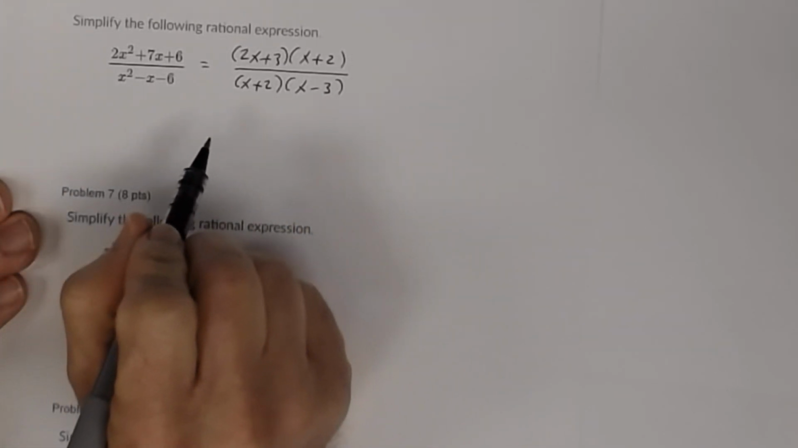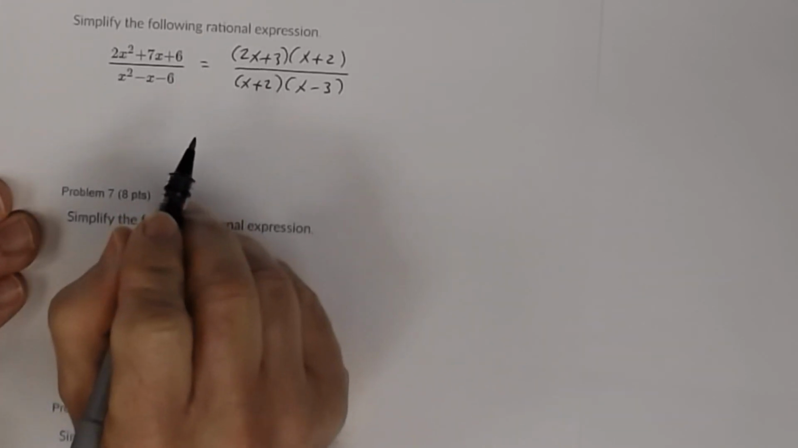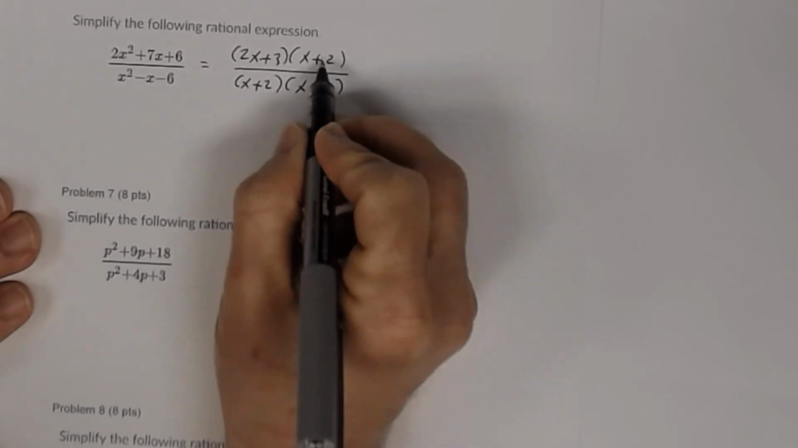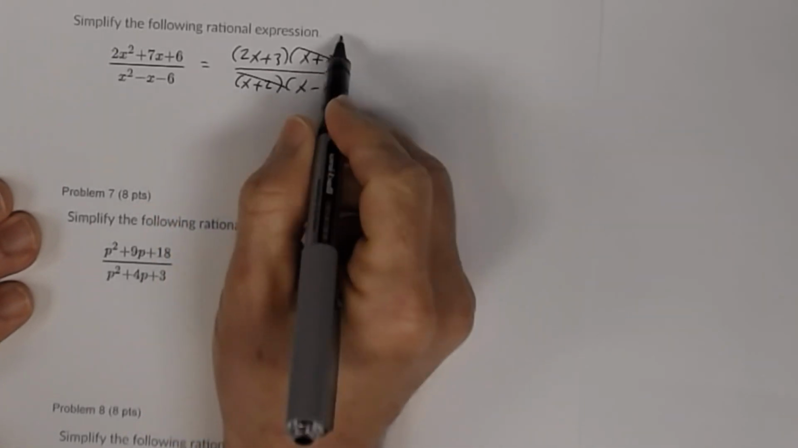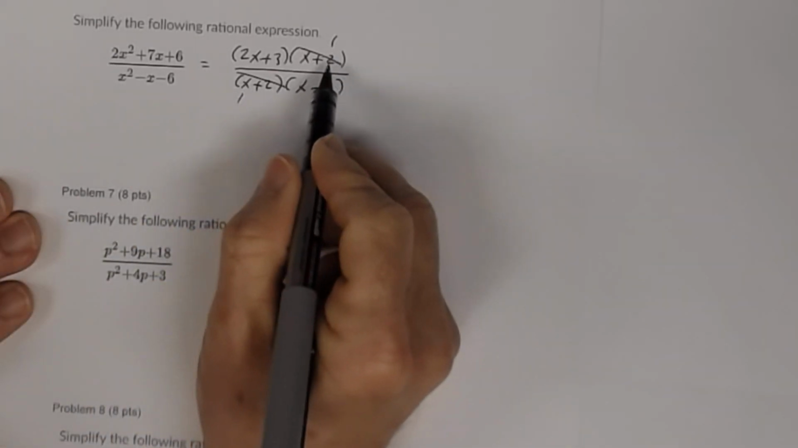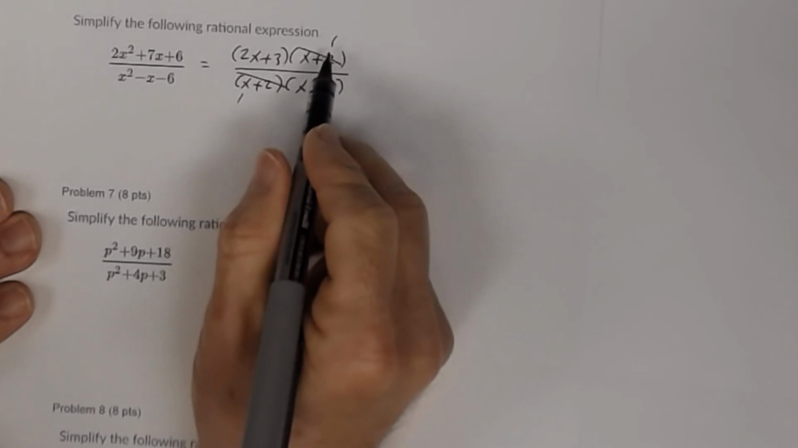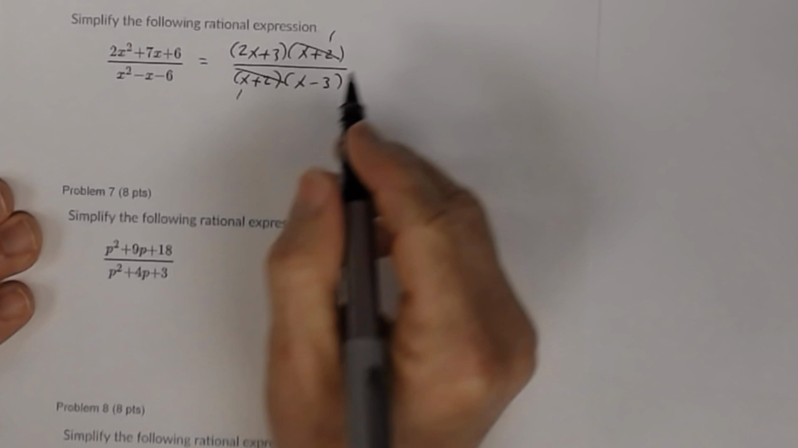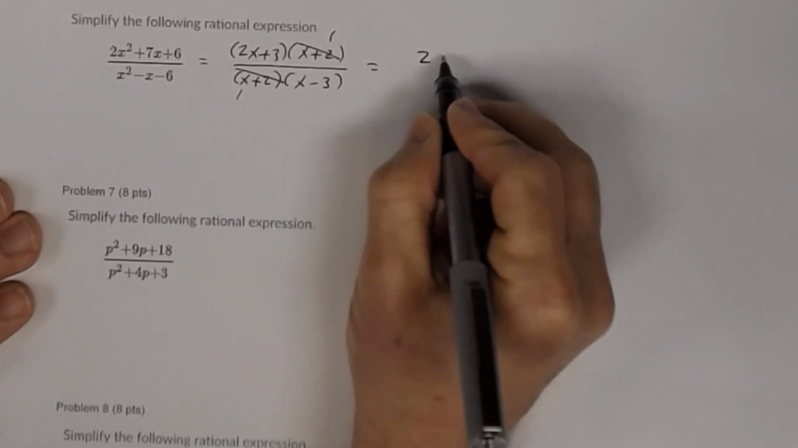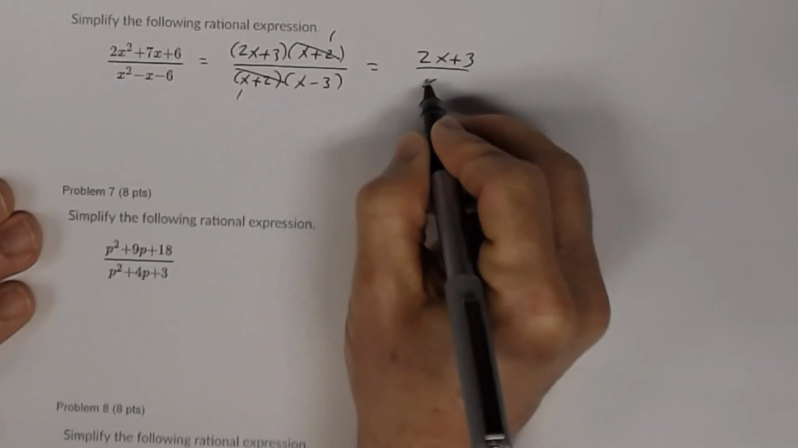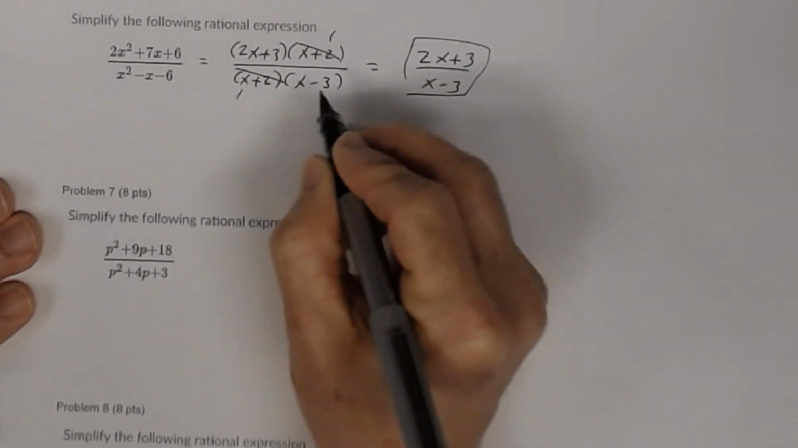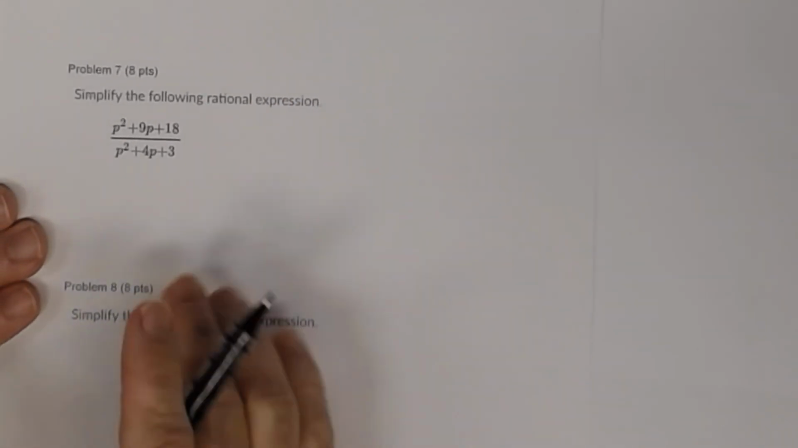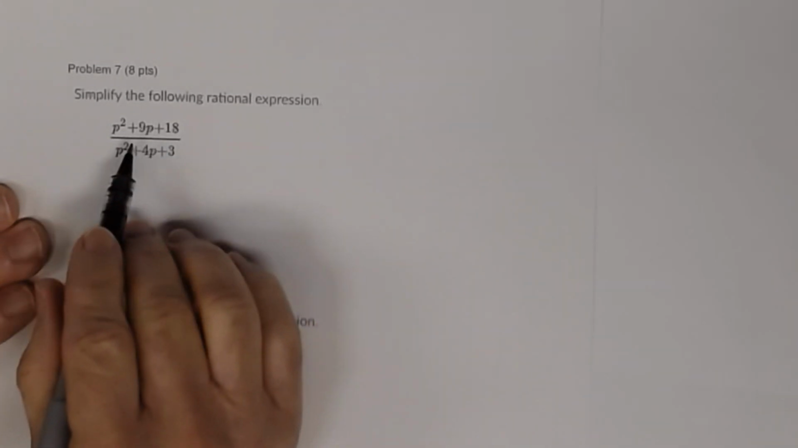The next thing you have to do is reduce. You have to show what's being reduced. So these two factors can be reduced. But remember, when you divide those out, you're left with factors of 1, because x plus 2 divided by x plus 2 is 1. And so therefore your final answer will be 2x plus 3 divided by x minus 3. All right, so there's the work. There's the answer.